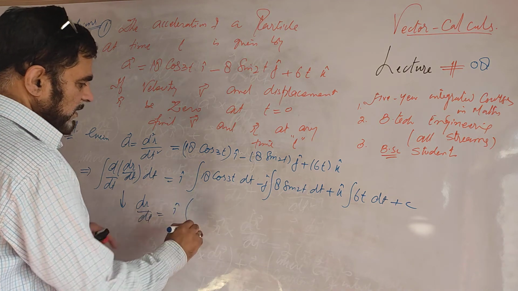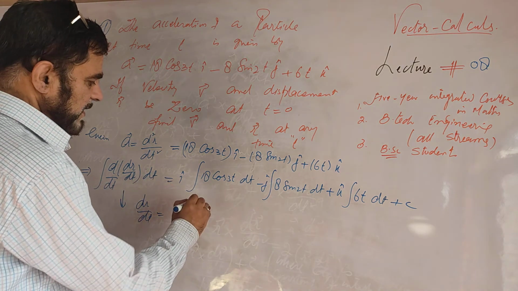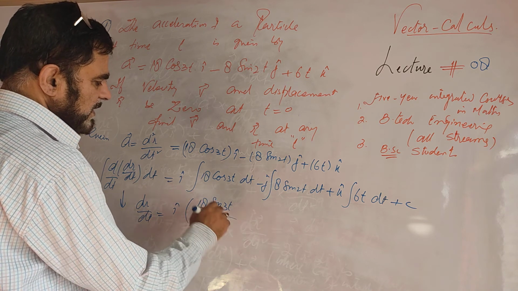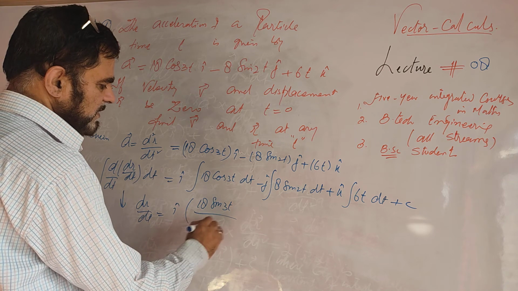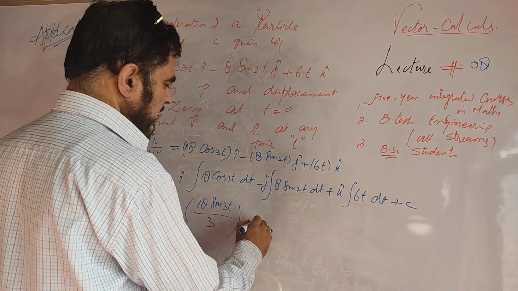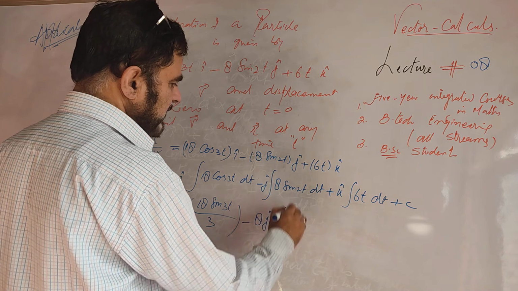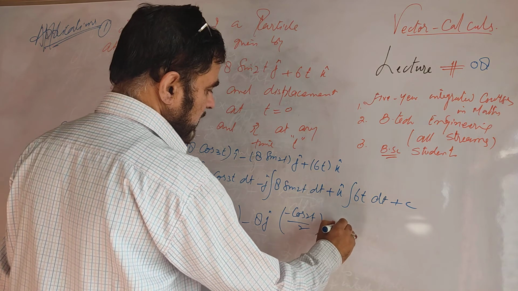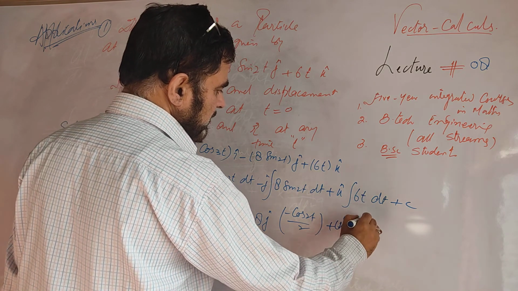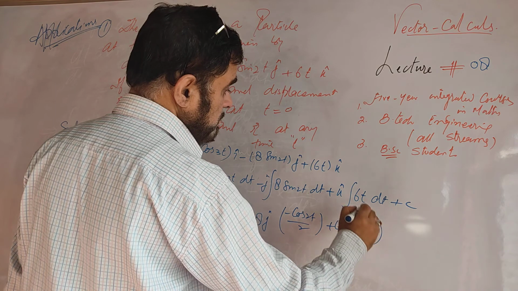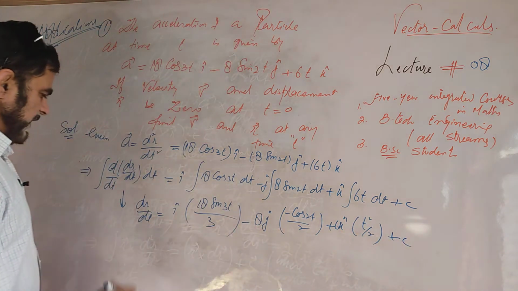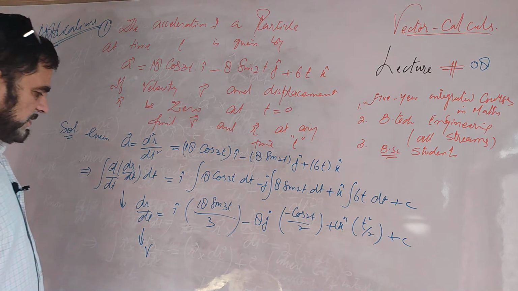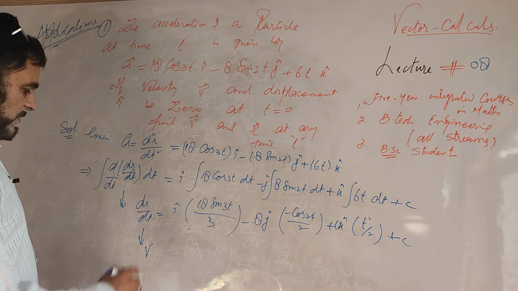This is i. What is the integration of cos? It is sine. 18 is constant. Sine 3t. With the angle 3t, you have to divide by the derivative of the angle. Then it is minus 8j. The integration of sine is minus cos 2t by 2, plus k times 60, integration of t is t square by 2, plus c. Okay. Now this is your velocity v, the rate of change of displacement with respect to time.